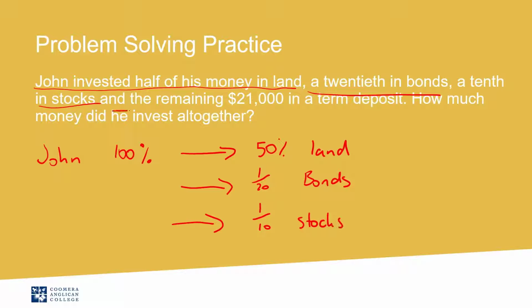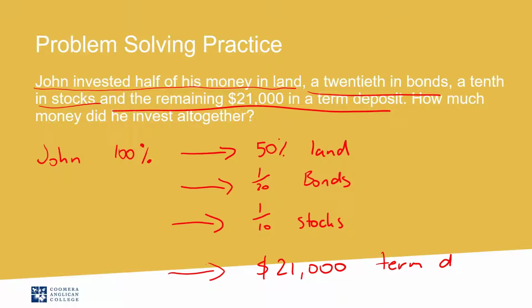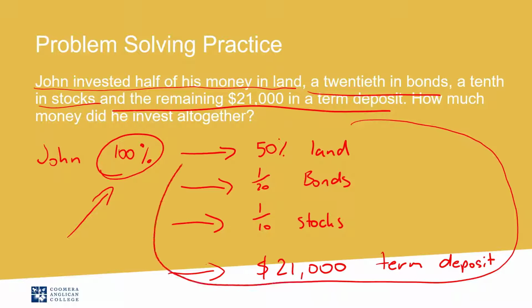And then the remaining 21,000. So that's what's left out of his money. The remaining 21,000 into a term deposit. How much money did he invest altogether? So how much was that 100% worth when he started? So you need to work out how much money he invested here in total. Good luck.